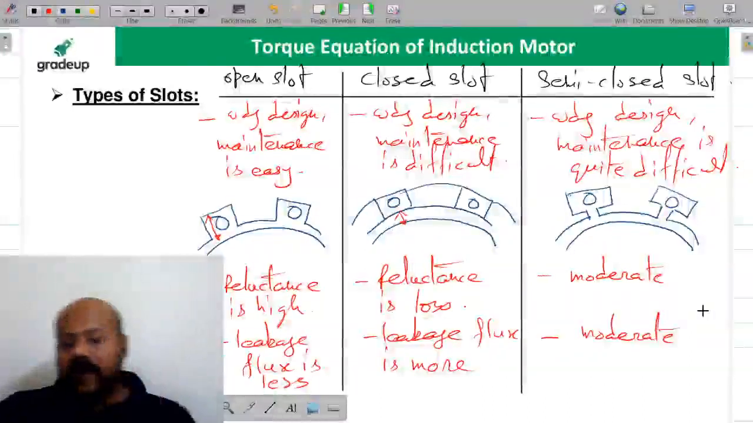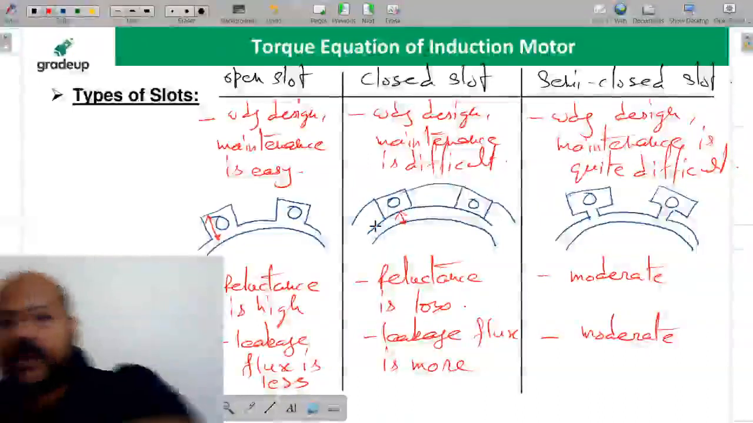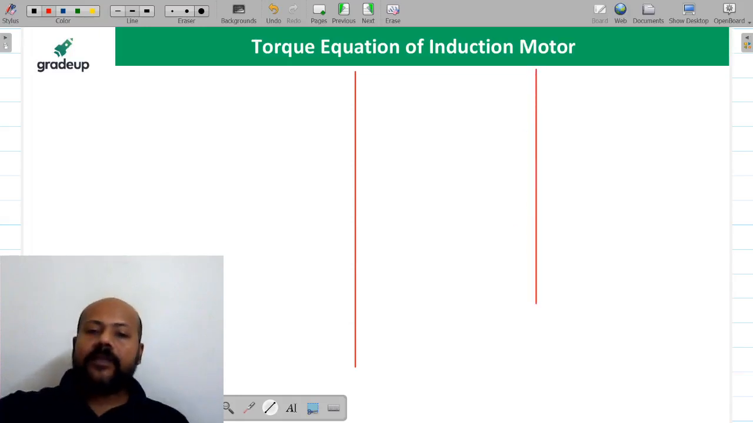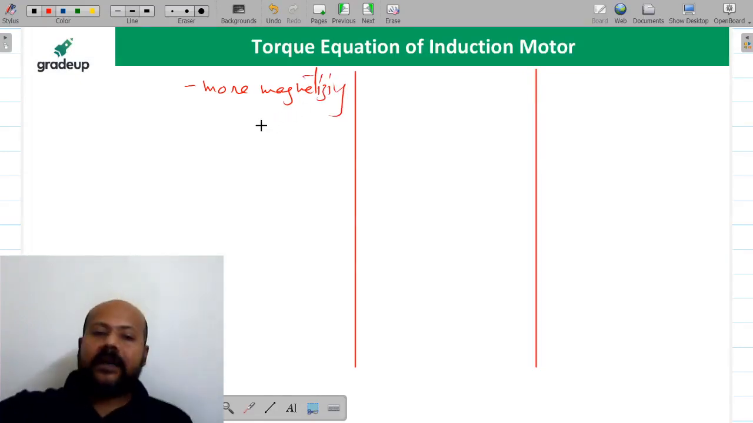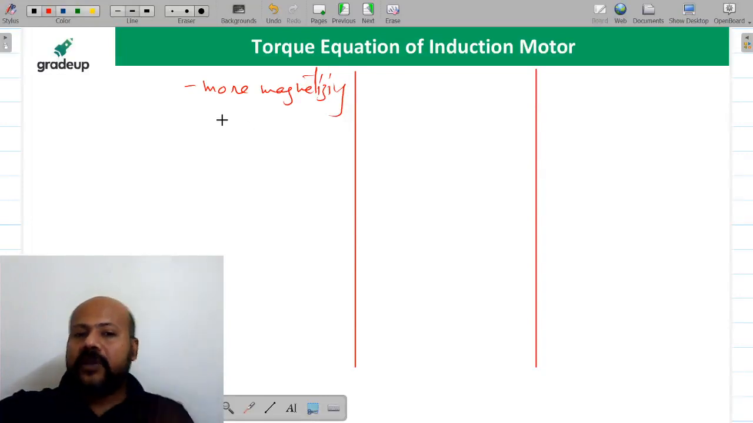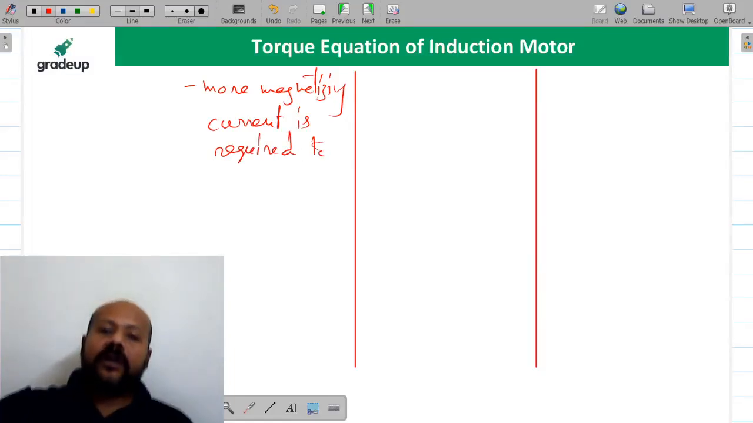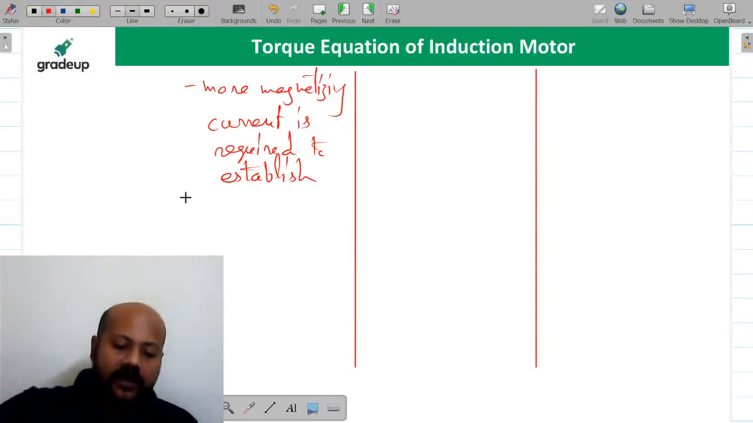Okay. Now if it is going to be open slot, then definitely you require more magnetizing current. This point is very important and all of you should try to understand. If air gap is more because it is open slot, so more magnetizing current is required to establish the flux. Yes or no? Establish the flux.